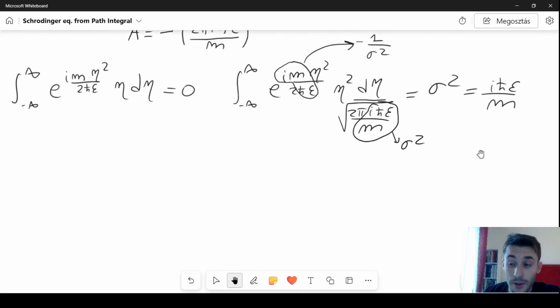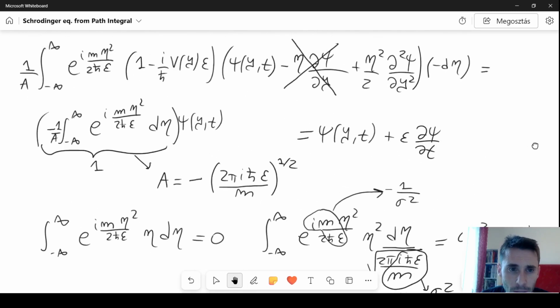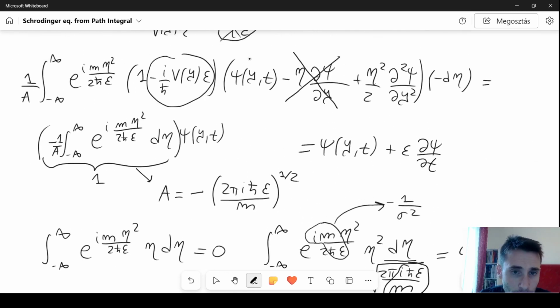So if we put all these results together, what we get is minus i epsilon over h bar v of y multiplied by psi of y,t. So this was this term multiplied by psi, and remember that the integral here will give us a factor of 1, because we have chosen a in such a way that it gives us 1, and we were forced to do that because of this first term multiplied by this, and therefore that will cancel this psi of y,t on the right.